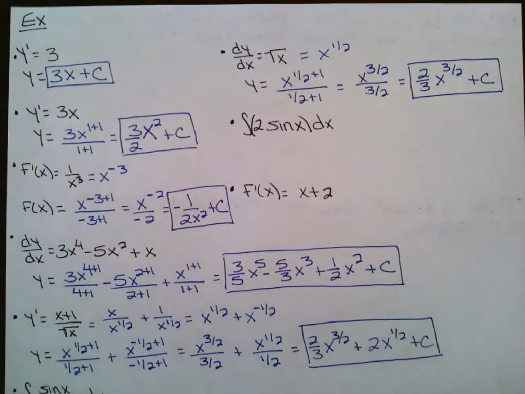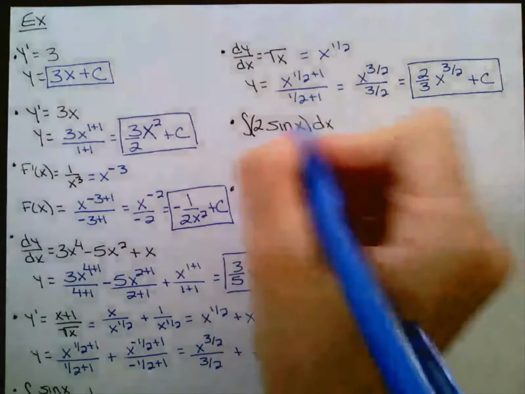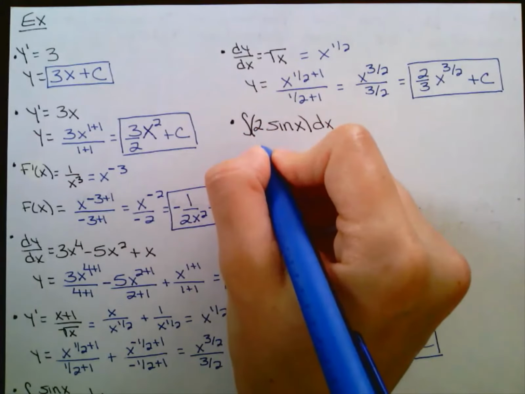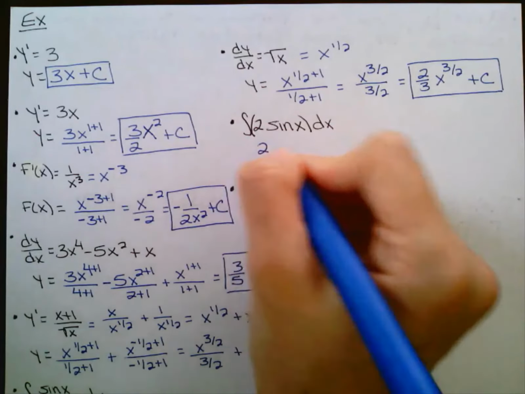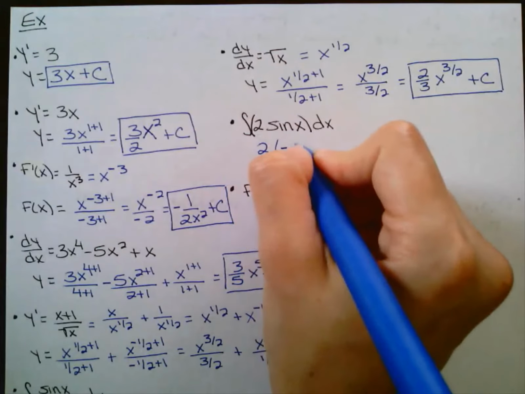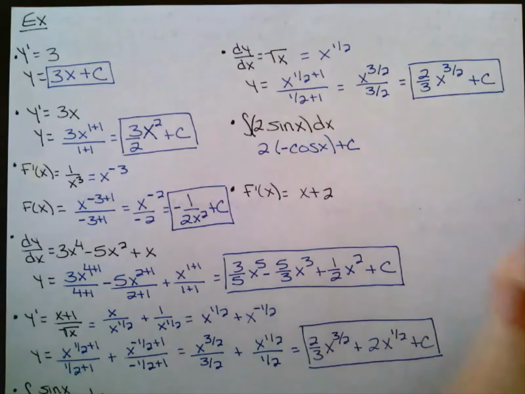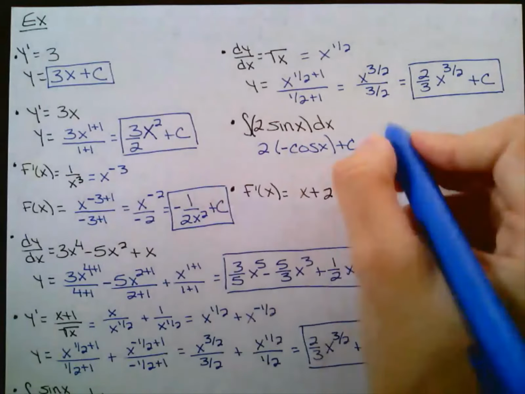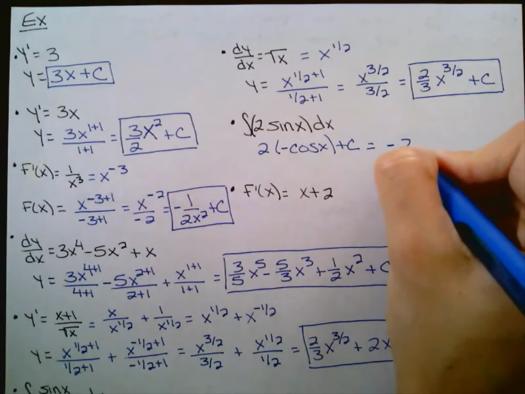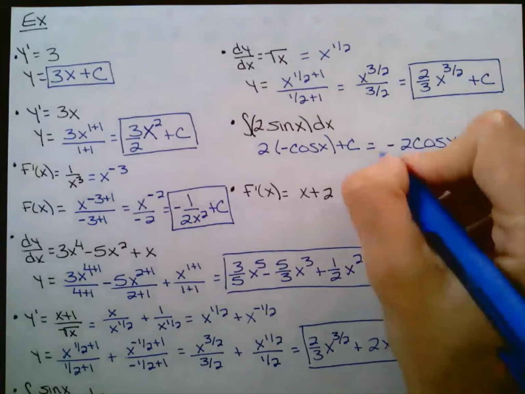Okay, now in the same way in derivatives, when I had a coefficient, I can just bring it down. I can do the same thing here. I can just bring down that coefficient of 2, and then the antiderivative of sine is a negative cosine, and then don't forget your plus c. I personally like to put those negatives out front, so I would rewrite this as negative 2 cosine of x plus c.